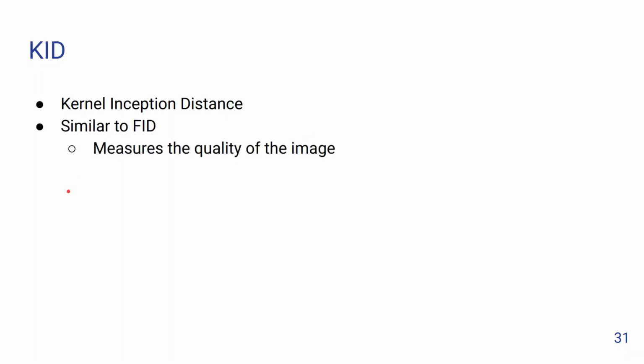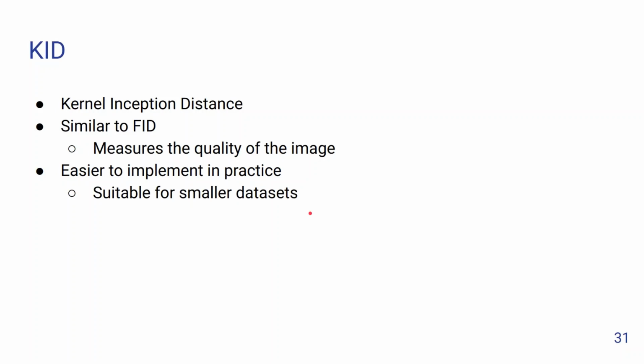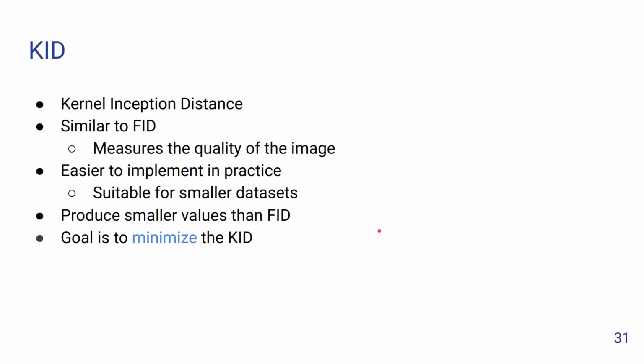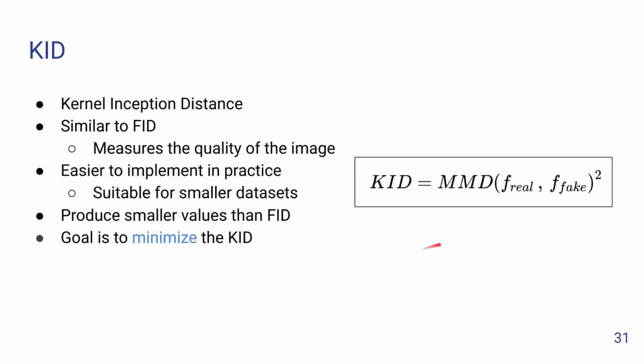And then another metric used is KID, and it stands for kernel inception distance. And this is similar to FID because it measures the quality of the image. However, it is easier to implement in practice because it's suitable for smaller data sets. And because of this, it produces smaller values than FID. Again, the goal is to minimize the KID, similar to how we want to minimize the FID. And so here's the formula for KID, where MMD is the maximum mean discrepancy of the real images and the fake images squared.